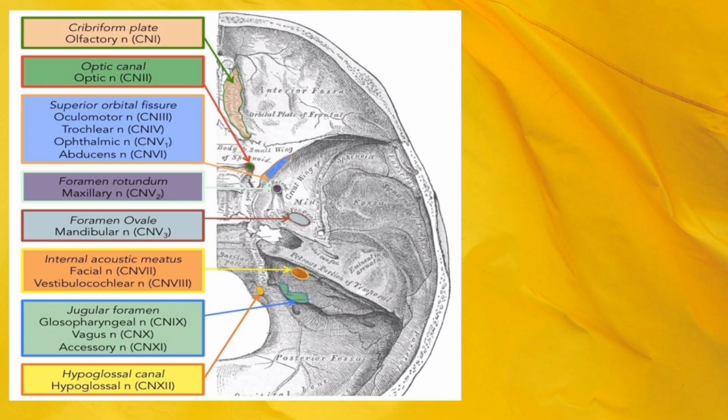Other foramina of the skull include cribriform plate for passage of olfactory nerve, optic canal for passage of optic nerve, superior orbital fissure for passage of 3 nerves, oculomotor nerve, ophthalmic nerve and abducens nerve, foramen rotundum for passage of maxillary nerve, foramen ovale for passage of mandibular nerve, internal acoustic meatus for passage of facial and vestibulocochlear nerve, jugular foramen for passage of glossopharyngeal, vagus and accessory nerve, and finally the hypoglossal canal for passage of hypoglossal nerve.